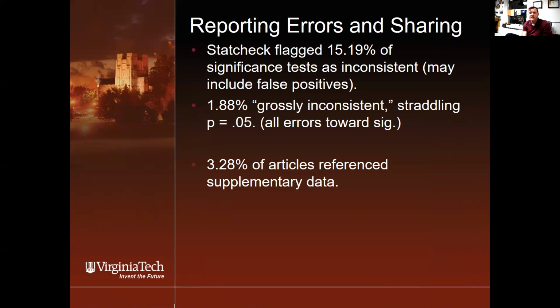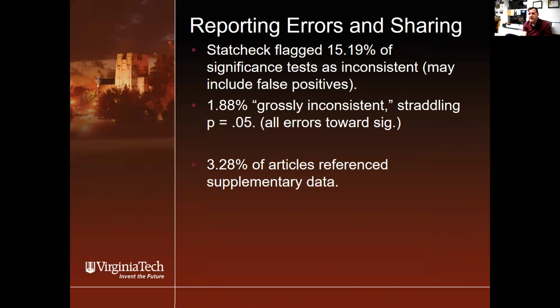That said, about 2% of tests were what we call grossly inconsistent. In other words, they straddled the p-value of 0.05. In other words, a test where everything but the p-value suggests a p-value of over 0.05, but a p-value of under 0.05 is reported by accident. And maybe less by accident, all of these errors were towards significant. In other words, test results that would suggest a non-significant p-value, but a reported significant p-value. So what you might call very fortunate errors.